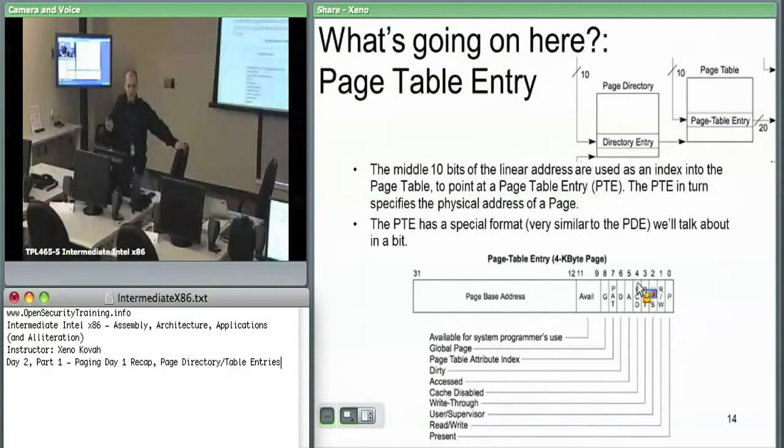Once you're at the page table, it again has very similar looking data structures. And these data structures, once again, give you the physical address of the actual page which you want to map to, as well as some flags.